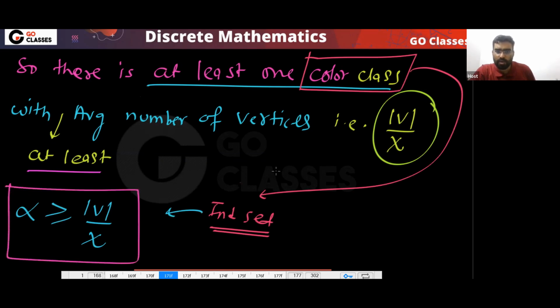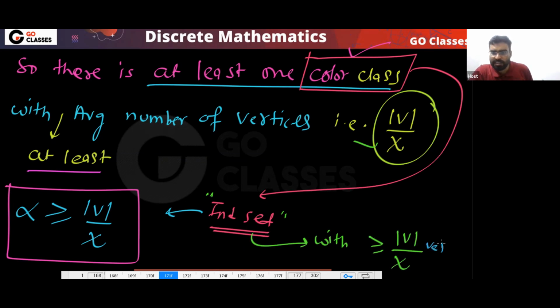Isn't it? Because this color class is already an independent set. And this color class has at least these many vertices. Okay, at least. Maybe more. More than this can be there. At least these many vertices this color class has. This color class is an independent set. So we have an independent set with at least these many vertices.